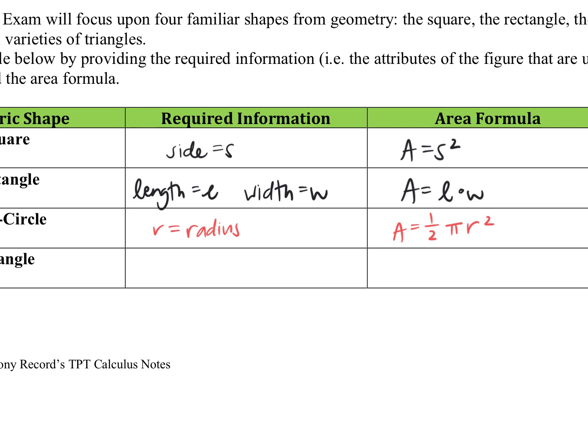Okay, what two things do I need for a triangle? The base and the height. So b is my base, and h is my height. And your formula for a triangle is 1/2 base times height.